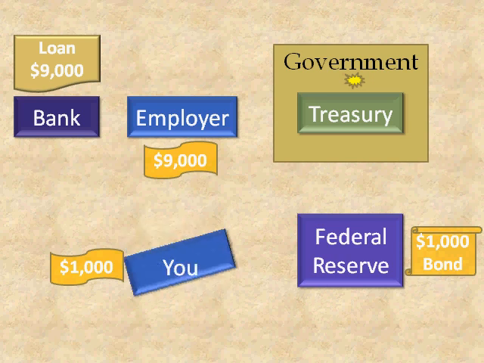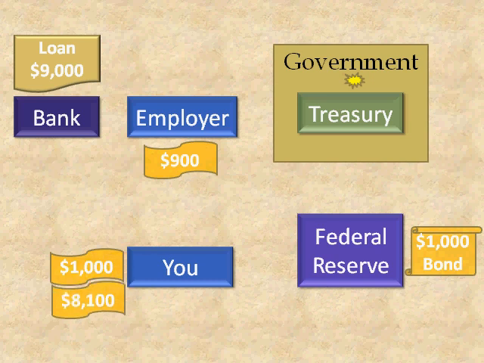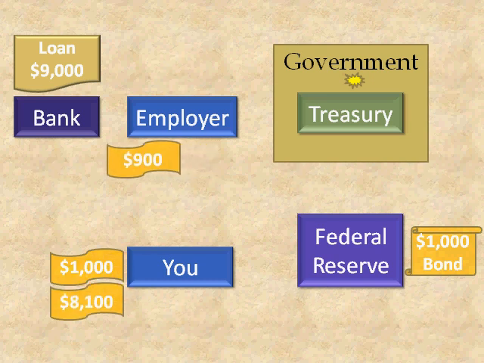So now your employer wants to spend this money, and so you do some work. Maybe your employer wants to improve the production capacity of its factory or something like that, and it pays you for this work. It pays you part of the 9,000 that it received, and it spends the rest at the bank, paying off the interest on its loan. Let's say the interest was 10%, so that's $900.